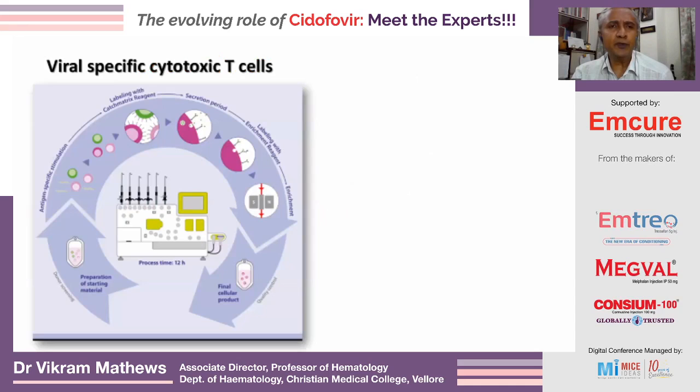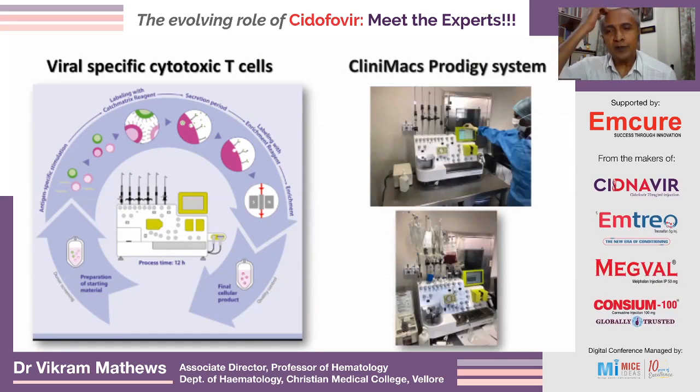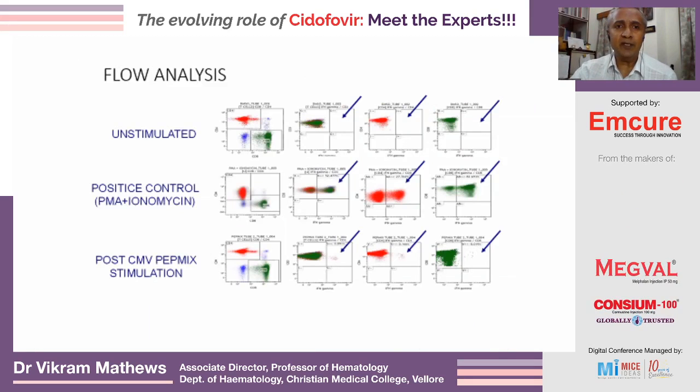In CMC, we've also started viral-specific cytotoxic T cells. This is a platform where basically you take cells from the donor, you expose them to a catch matrix reagent, in this case it's CMV PEP mix, and then you pull out the interferon gamma positive cells, and we do this in-house. We've standardized this, and the QC is going as has been established.